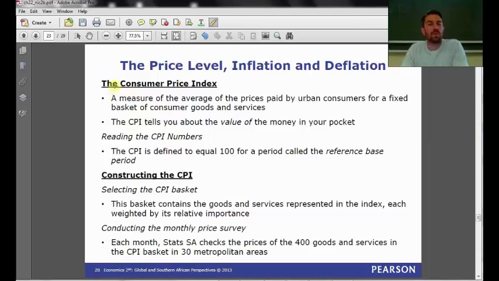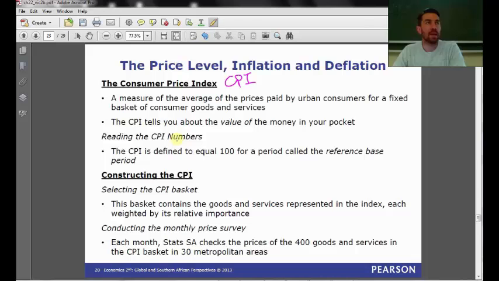Right. We're going to now introduce something called the Consumer Price Index, or the CPI. What is the CPI? It's a measure of the average of the prices paid by urban consumers. Well, in South Africa, it's not really only urban consumers, it's actually most consumers, so I'm not sure why it's got a focus on urban here. But it's the prices paid by consumers for a fixed basket of consumer goods and services. The CPI essentially tells you about the value of money in your pocket.